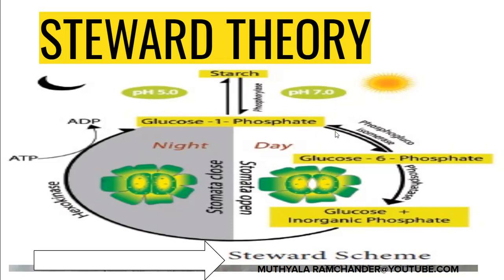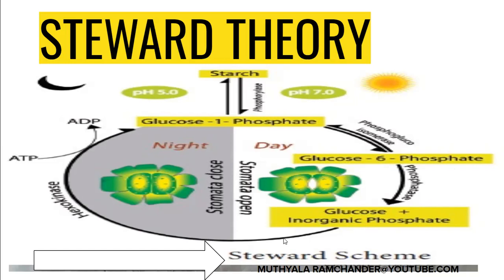Glucose 1-phosphate converts into glucose 6-phosphate in the presence of phosphoglucoisomerase. Phosphoglucoisomerase helps in the conversion of glucose 1-phosphate into glucose 6-phosphate. The glucose 6-phosphate converts into glucose and one inorganic phosphate in the presence of phosphatase enzyme. The glucose easily dissolves in the cytoplasm of guard cells.